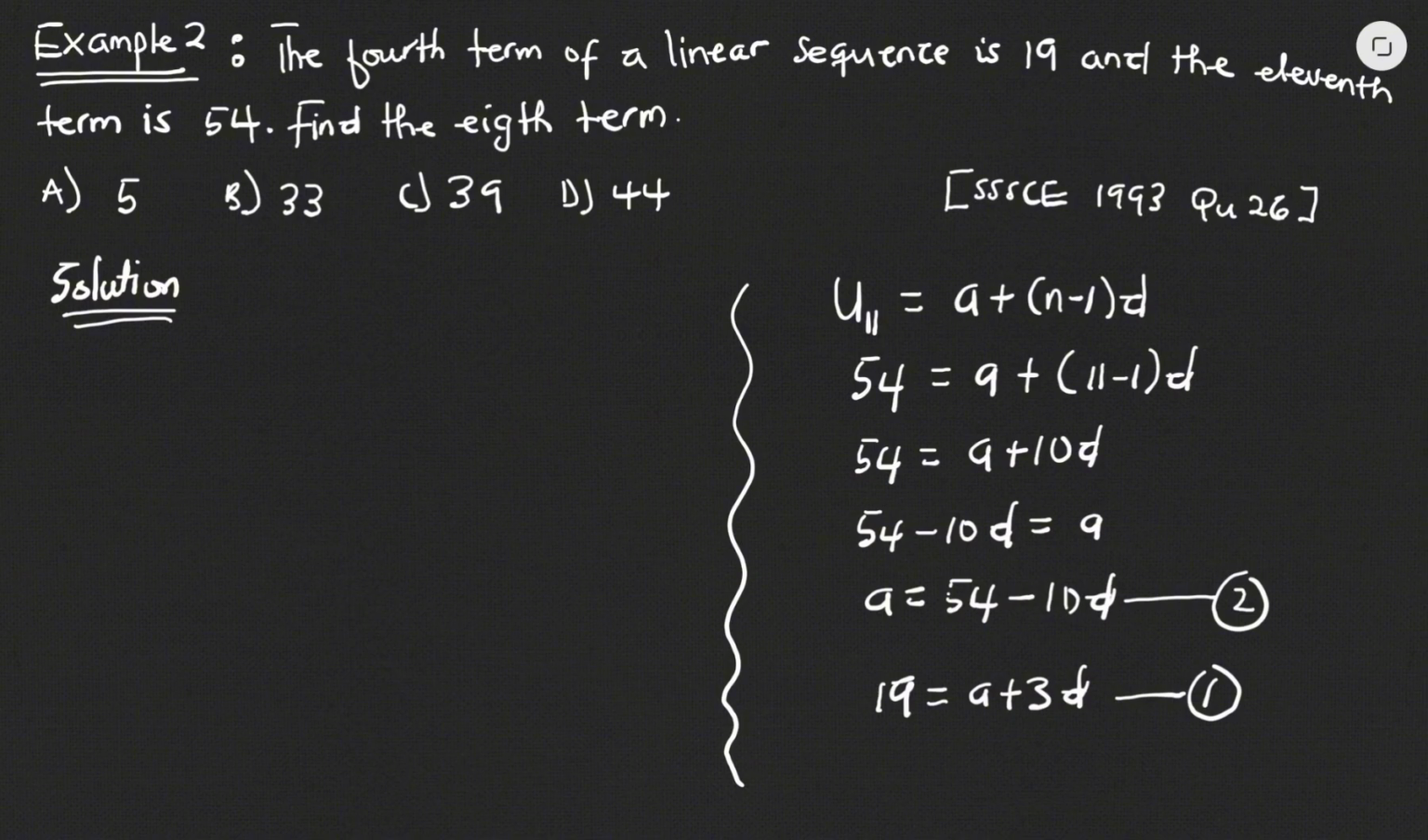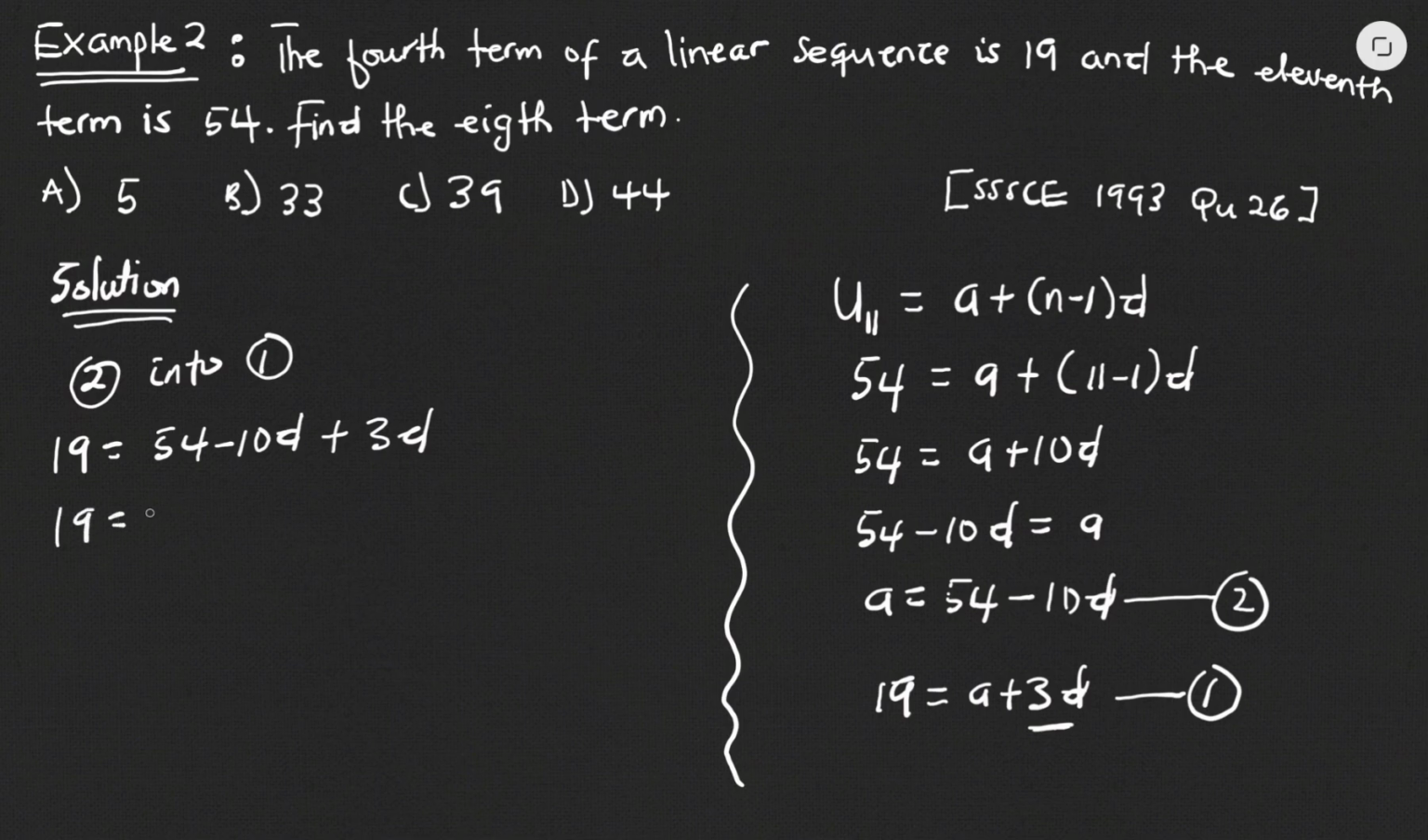Okay, so from here, what I will do is I'll substitute equation 2 into equation 1. So equation 2 into 1, that will give me 19 is equal to a, which is 54 minus 10d, then plus the 3d I have over here, so 3d. So I have 19 is equal to 54, then minus 10d plus 3d will give me minus 7d.